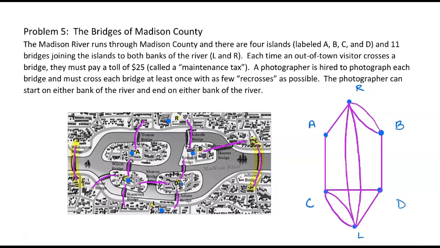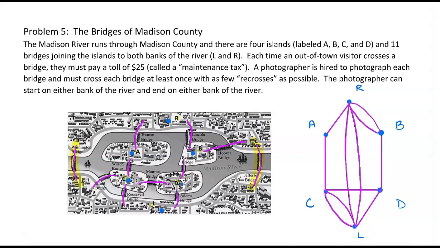Each time an out-of-town visitor crosses a bridge, they have to pay a toll of $25 called a maintenance tax. A photographer is hired to photograph each bridge and must cross each bridge at least once with as few recrosses as possible. The photographer can start on either bank of the river and end on either bank of the river.